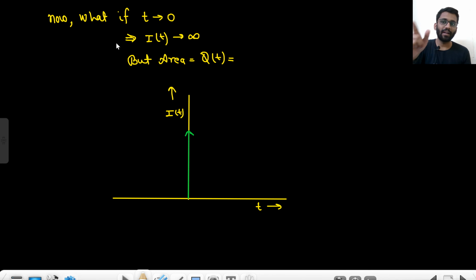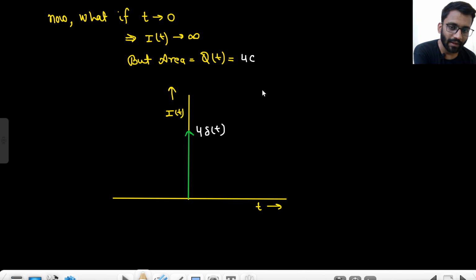Now what if I take my time equal to 0? In no time. 1 second 4 ampere, half second 8 ampere, 1 by 4 second 16 ampere. Time is 0. That means I(t) will go to infinity, but the area is the same, 4 coulomb. So if I write I(t) equals 4 delta(t).